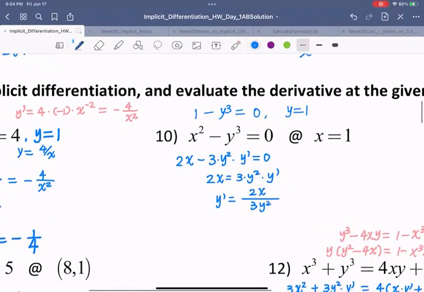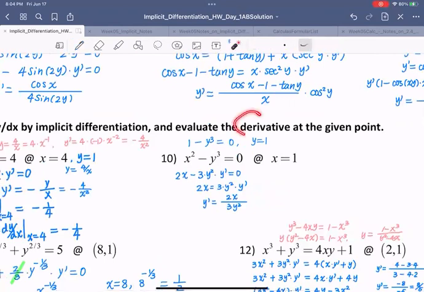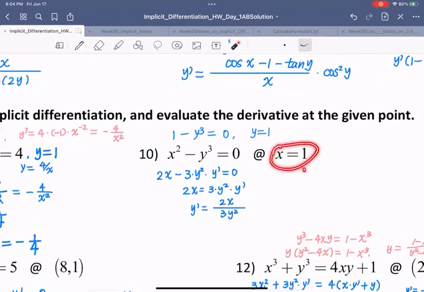That's right. And they ask you, find the derivative at the given point. They give you the point x equals 1. So we are supposed to plug in x equals 1 into this equation. So 1 squared minus y cubed equals 0. So y equals how much? Hold on. Wait, no. 1 minus y cubed equals 0. So y cubed equals 1. So y is 1, right? Yeah.